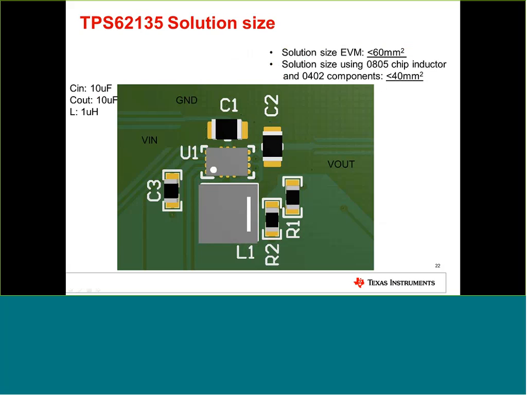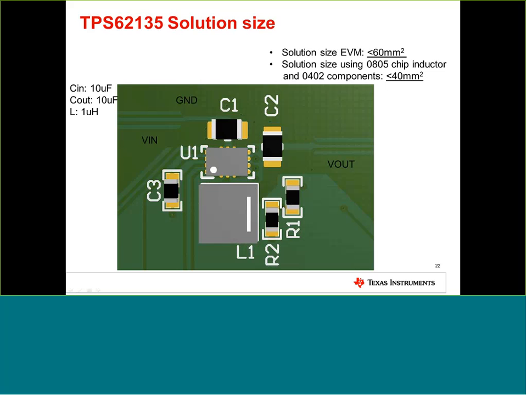On this side, I just wanted to highlight again the small solution size as well as the small size of the IC. This is a cutout of the evaluation module which is available on the web. You can see here the IC U1, a 2x3 millimeter device, and you need only an input capacitor of 10 microfarad. This is an 0805 capacitor. The same for the output capacitor, which is also 10 microfarad 0805. And then we have just two resistors to adjust the output voltage, and C3, the soft start capacitor.